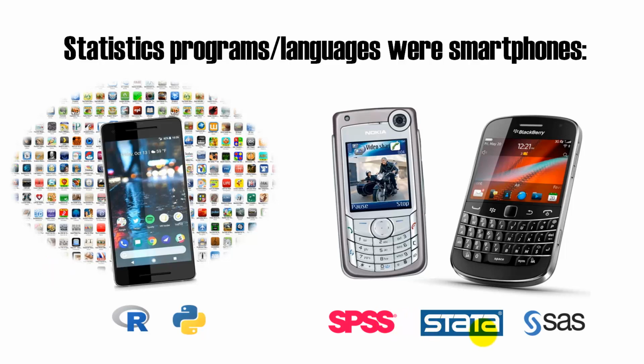In contrast, SPSS, Stata, SAS, they are all commercial companies with closed ecosystems. And while their procedures are very good and very well documented, they just can't keep up with a community of thousands of scientists, programmers, and developers that support R and Python.